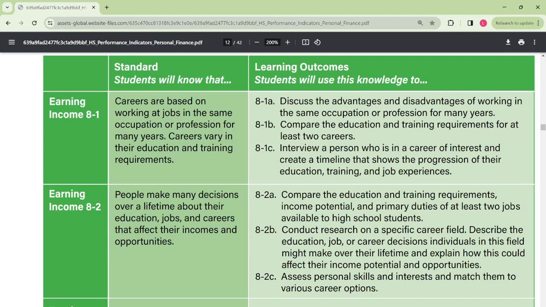The point of this video is earning income 8.1. Alright. Discuss the advantages and disadvantages of working in the same occupation or profession for many years. Compare the education and training requirements for at least 2 careers, and interview a person who is in a career of interest and create a timeline that shows the progression of their education, training, and job experiences.